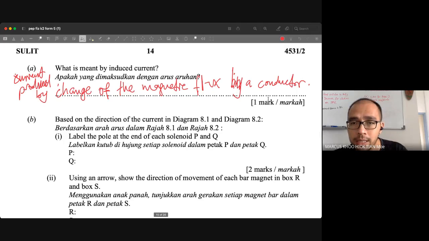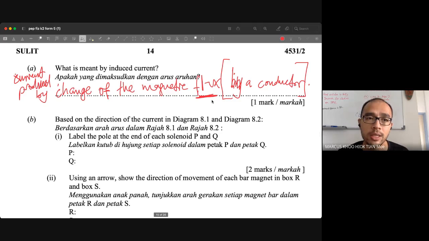I need to see this. So many people get it wrong because you just stop over here, change your magnetic flux. But the question is, who changes the magnetic flux? Where is the current produced? So I want to see the words by a conductor.